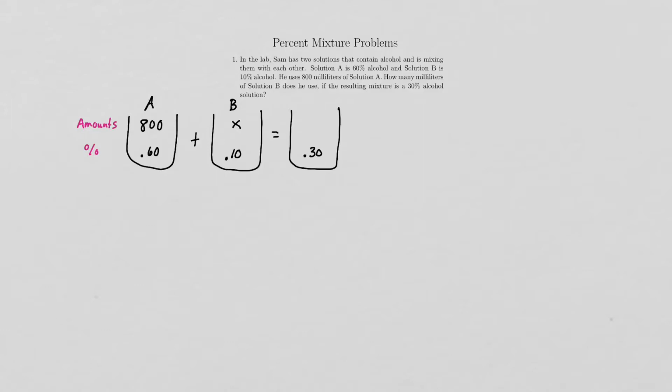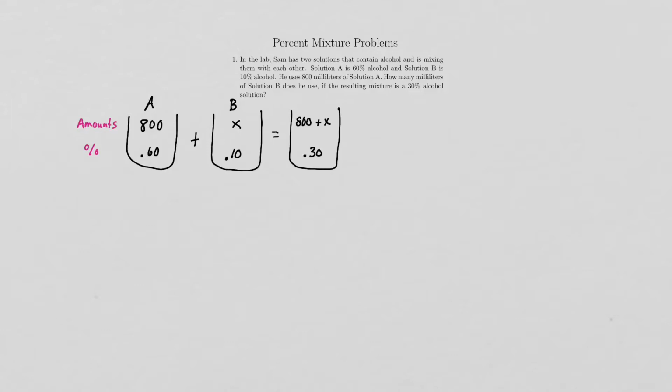Now, in this case, notice that I don't have a number up here. But if I'm mixing the two together, so if I take 800 milliliters here and however many milliliters here, these two amounts combined would give me the total here. So the total in this other bucket is going to be 800 plus X.